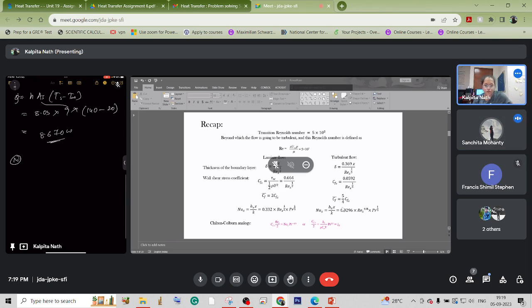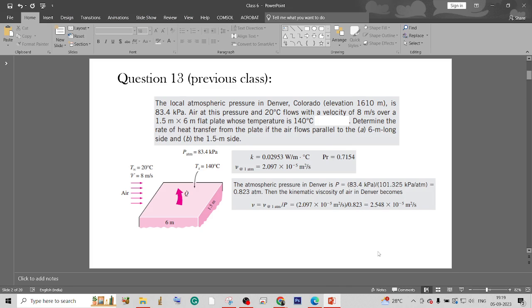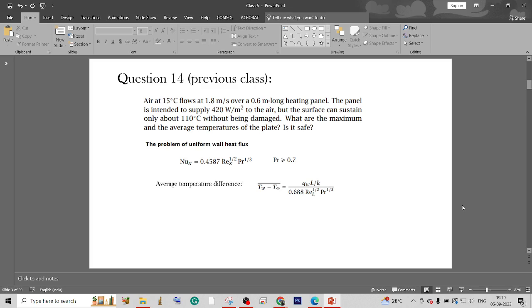Next is question number 14 from the previous day. Has anyone done this question? I'm actually new, and k is not given, so how do we take those values? No problem, you do it now. k will be 0.0281 watt per meter degree Celsius, and nu will be 1.797 into 10 to the power minus 5. Okay, anything else? Solve it, then we'll get back to it.